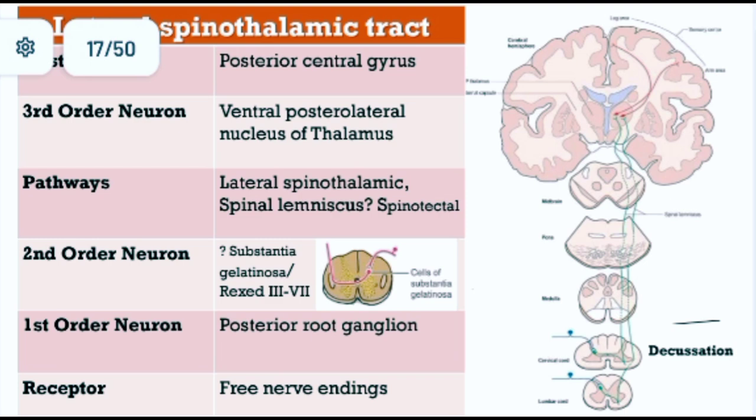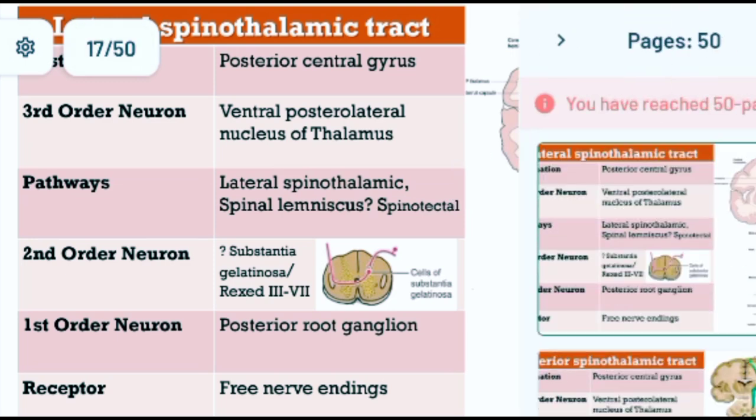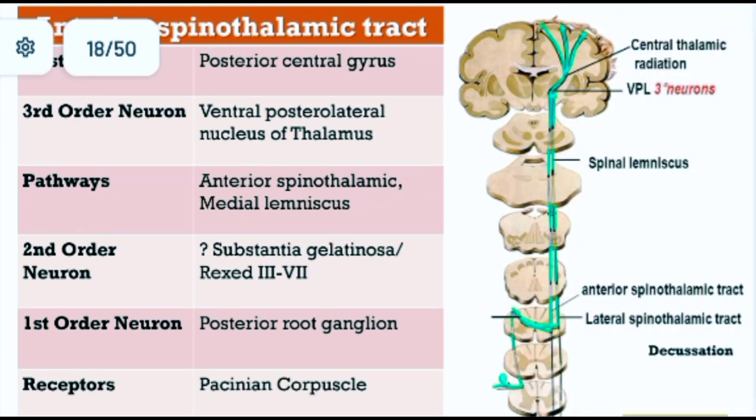So they are going to go where? To the posterior central gyrus. That's where they are going to ascend. So third order neurons start from the ventral posterolateral nucleus of the thalamus, and then they are going to synapse there. That is on the lateral spinothalamic tract. So remember, the decussation is very, very important.